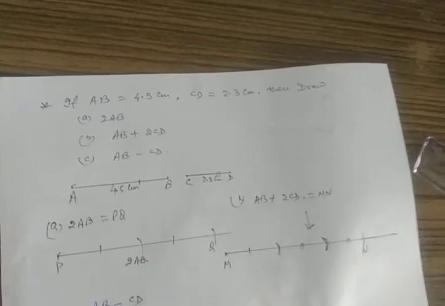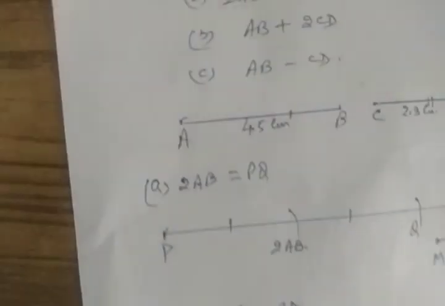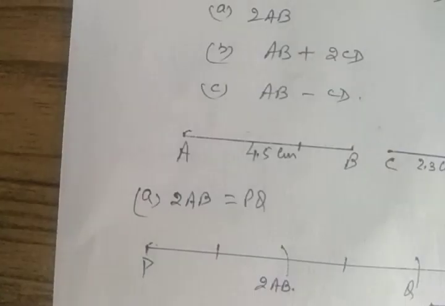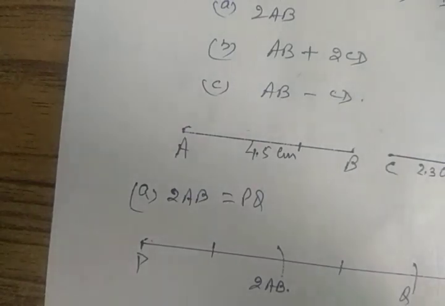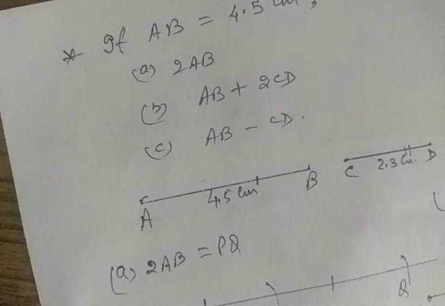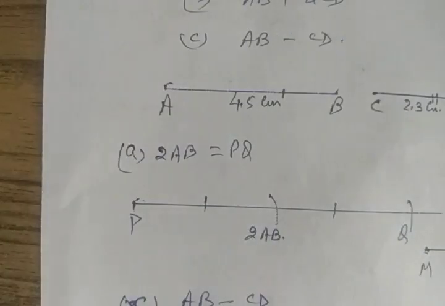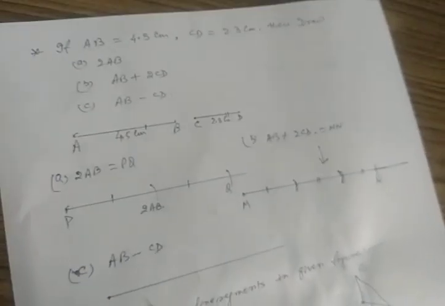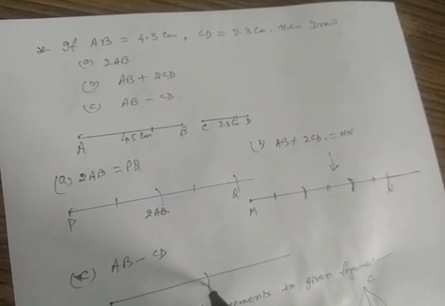Now third point is AB minus CD. What is it here? AB minus CD. Just see, be careful. Now numerically you can verify also that AB is how much? 4.5. So we will take a big line. And now from the starting, take the part of your AB. See here, we have taken this AB. Now cut it down here, AB. This is your AB, clear?